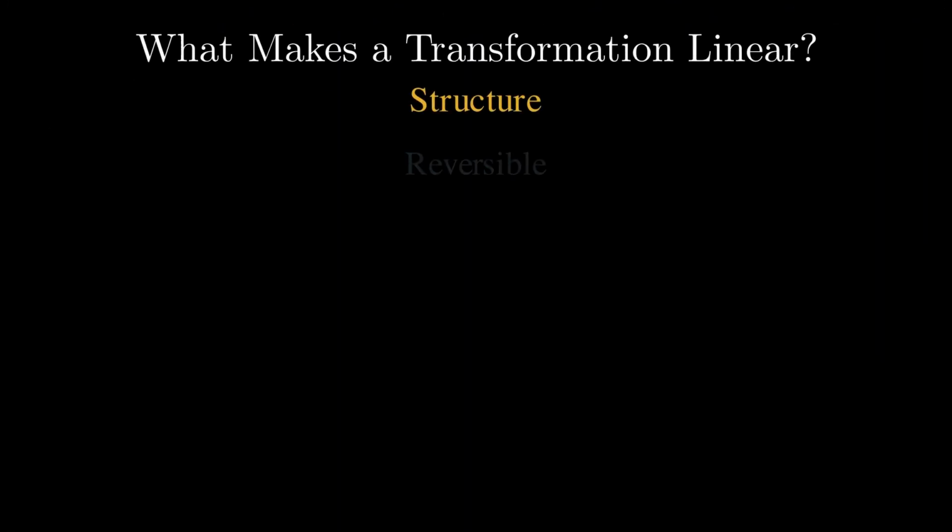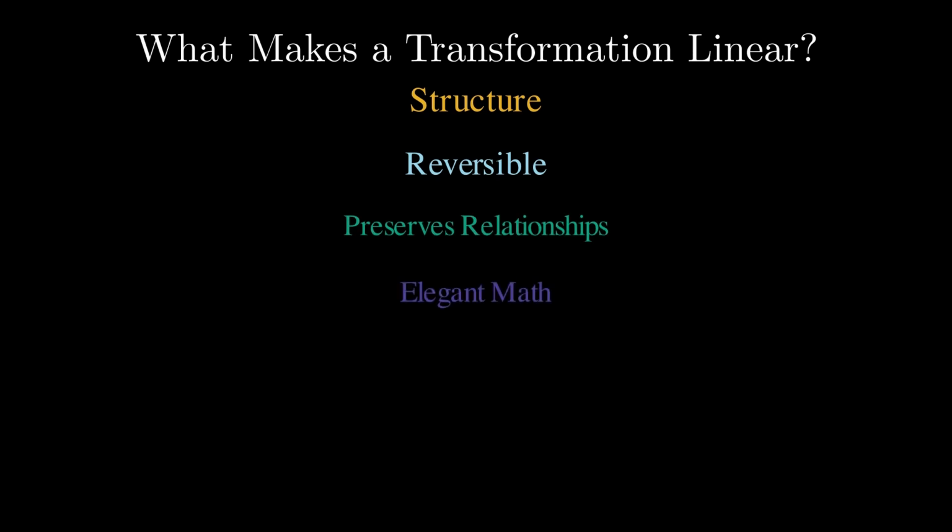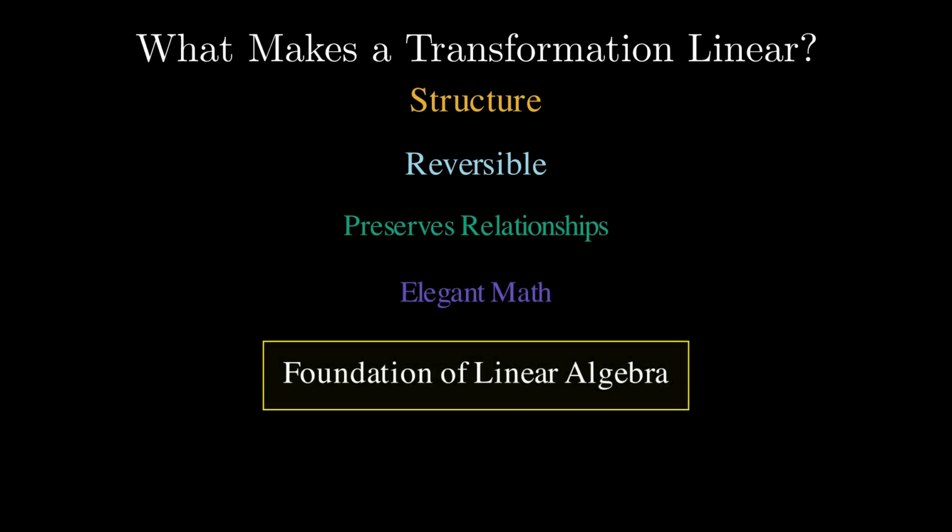So, why do these rules matter? Because they give linear transformations a kind of structure. One that we can understand, work with, and even reverse. They preserve relationships. They keep the math elegant. And most importantly, they form the foundation for almost everything else we'll study in linear algebra. If you can recognize a transformation as linear, you can analyze it, model it, and build on top of it.